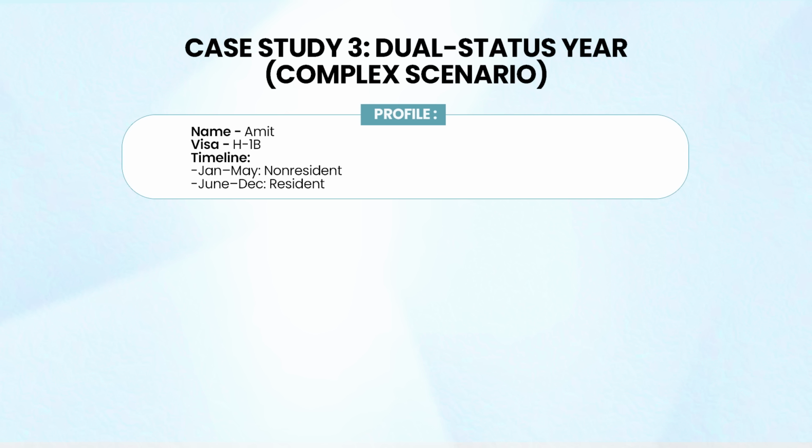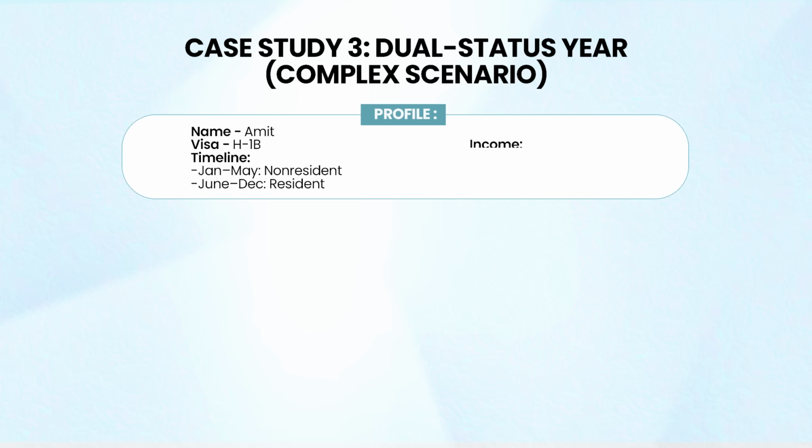His timeline in the United States is a little unique, and that is what makes his case more complex. From January to May, Amit was a non-resident alien. Then from June to December, he became a resident alien. This means in the same tax year, he was both a non-resident and a resident at different points in time.